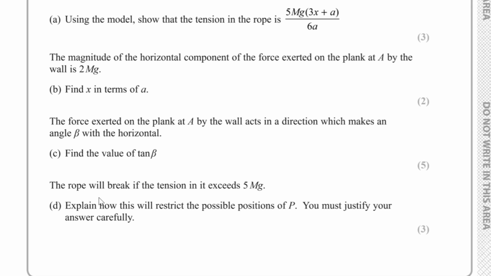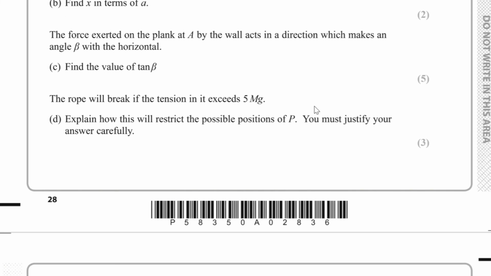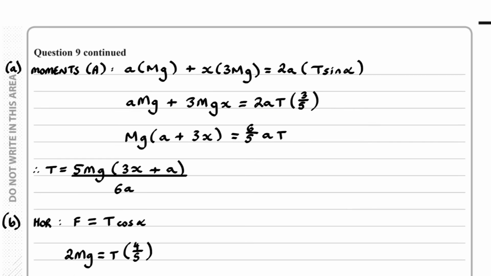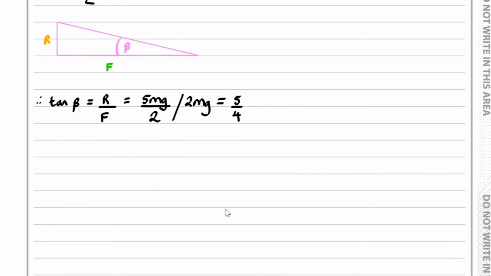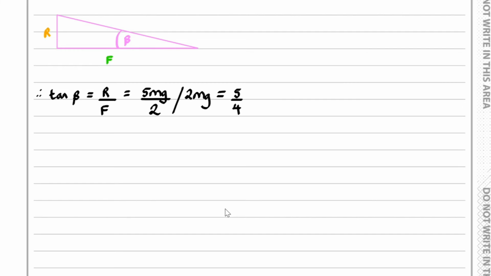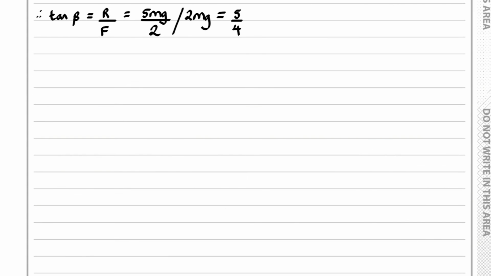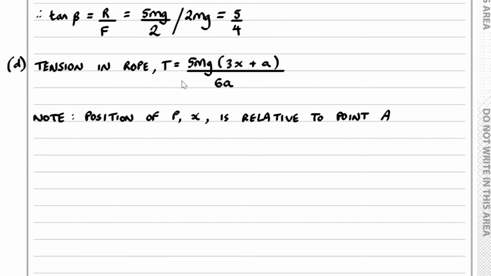And then for part D, the rope will break if the tension in it exceeds 5 mg. We have to explain how this will restrict the possible positions of P. You must justify your answer carefully. So for part D of the question, we know that the tension in the rope is 5 mg times 3x plus a over 6a, and we know that the position of P, x, is relative to the point A.